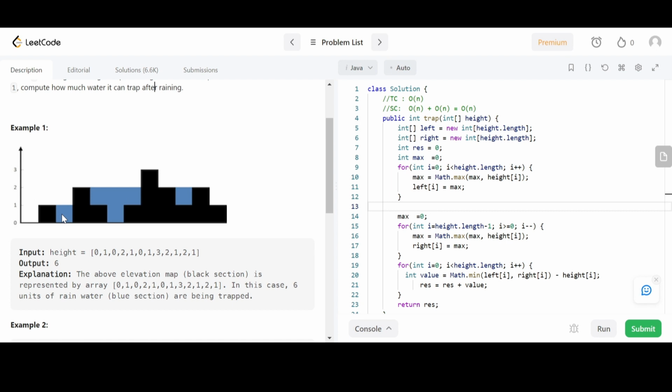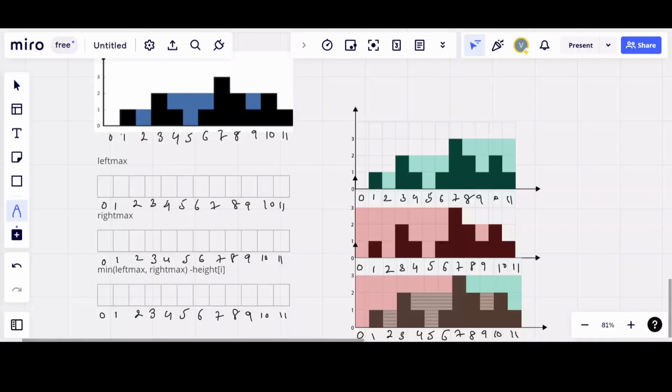So 1 unit of water at this index, and 3 and 4 units of water in this portion, and 1 unit of water at this index. So total 6 units of water are trapped. So we will solve this problem using dynamic programming, that is DP, right?